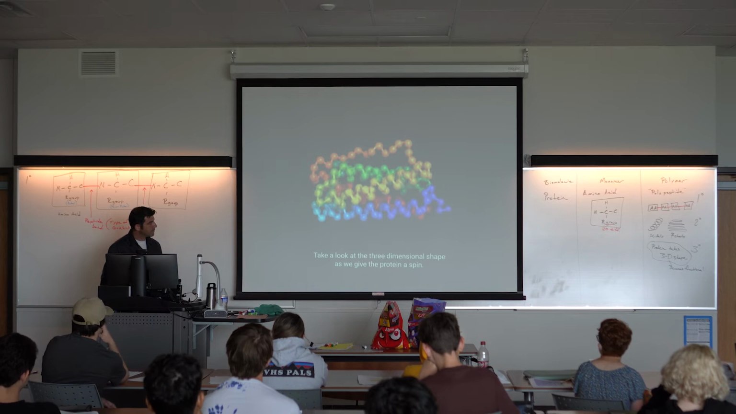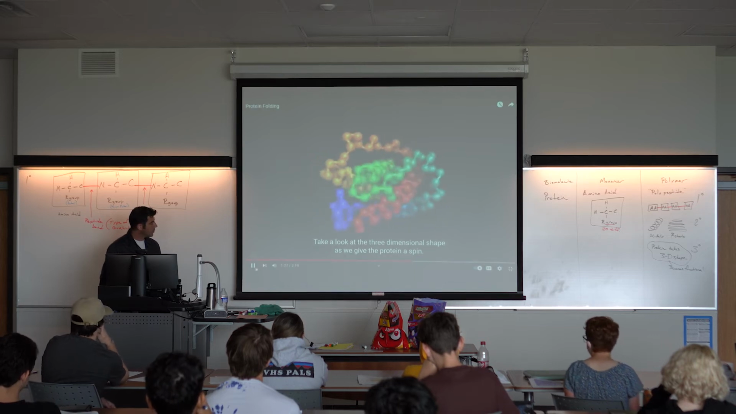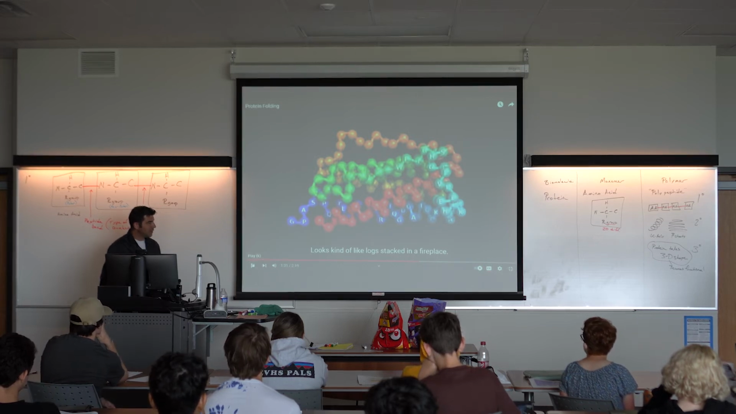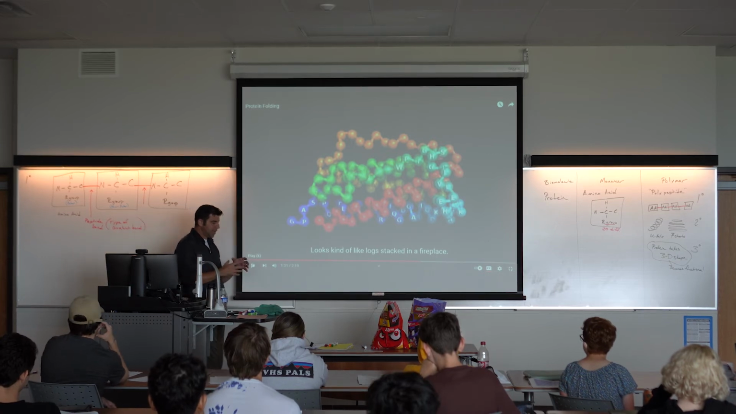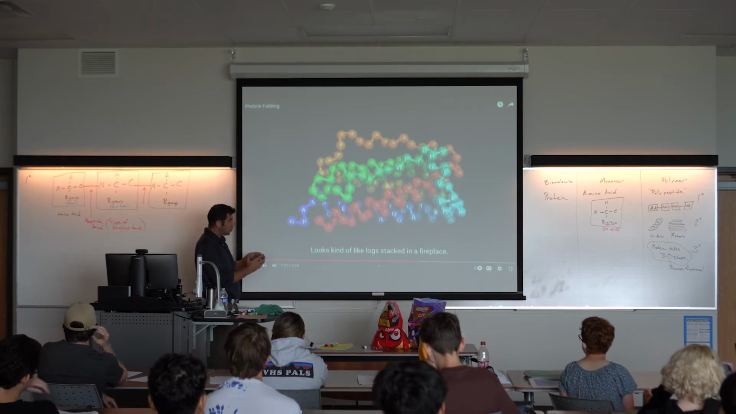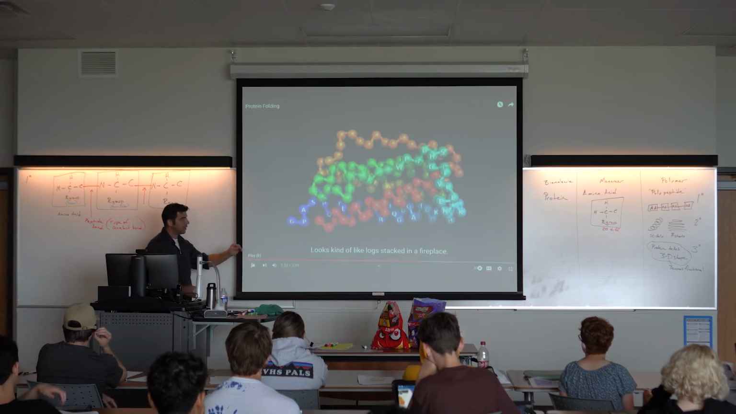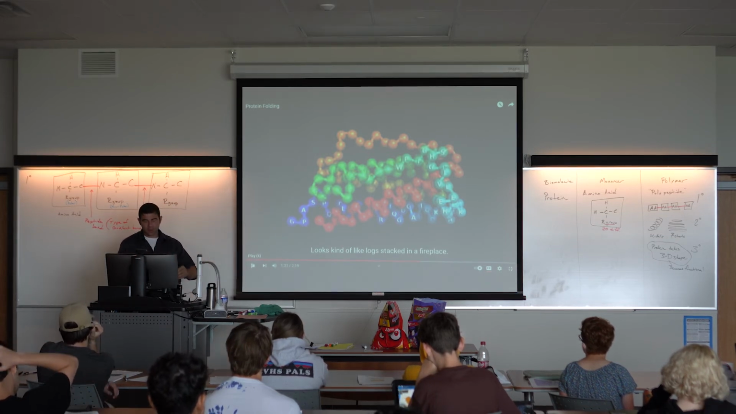Take a look at the three-dimensional shape as we give the protein a spin. Kind of looks like logs stacked in a fireplace. So each of those helix structures have now been folded in a series, what look like a stack of logs, but there's a hollow chamber in the center. And this is going to be a transport protein that's going to let things like glucose move across the membrane.